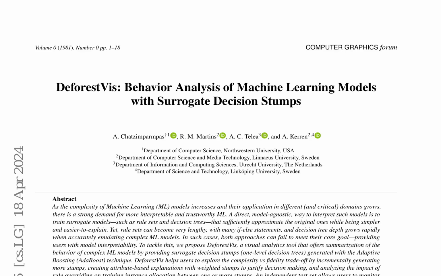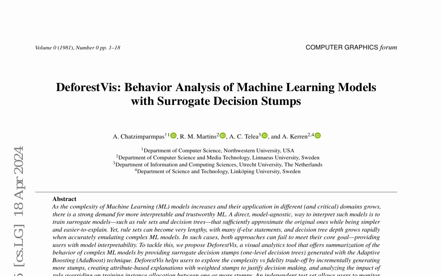To address these challenges, DeforestVis was developed as an interactive visualization tool that allows users to explore the structure and behavior of decision forests through surrogate decision stumps. These stumps are simplified models that approximate the behavior of complex models, making them easier to understand and interpret. The tool utilizes several key features, including node link diagrams for visualizing tree structures, scatter plots for analyzing feature importance, and parallel coordinates plots for comparing multiple models.